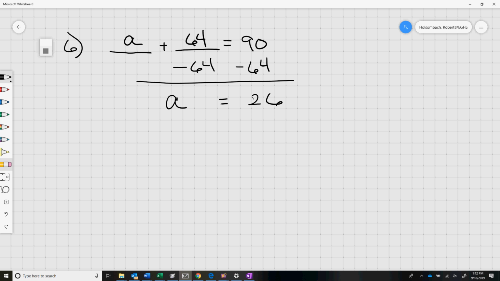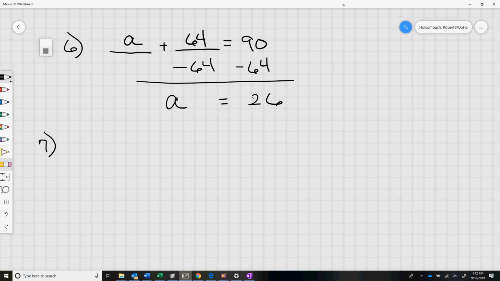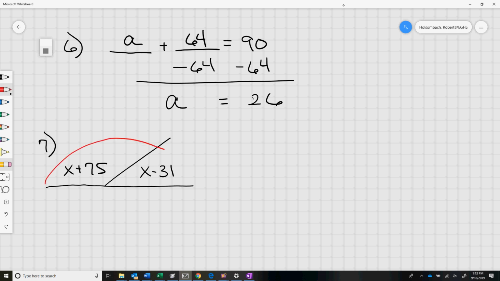Then number 7. Number 7 says angles 1 and 2 are a linear pair. A linear pair form a line. So you've got two angles, angle 1, angle 2. It says the measure of angle 1 is x minus 31. The measure of angle 2 is x plus 75. Find the measures of each angle. It doesn't matter where you put these expressions. What do they have to add up to? 180, because they are a linear pair. They form a line.